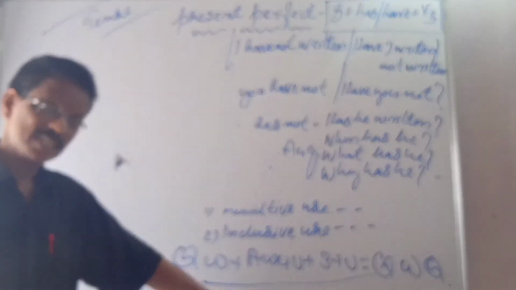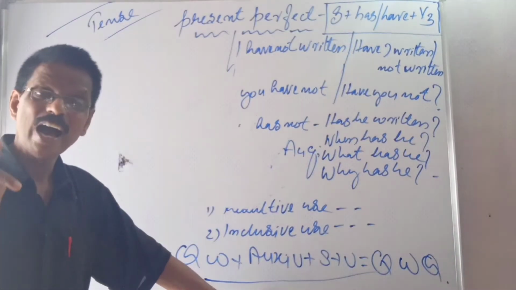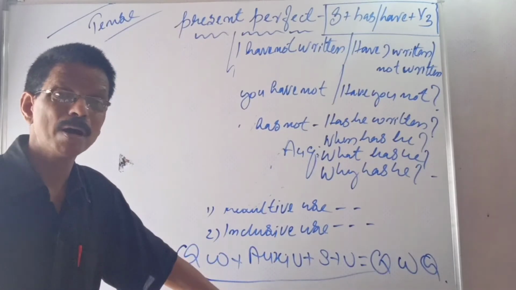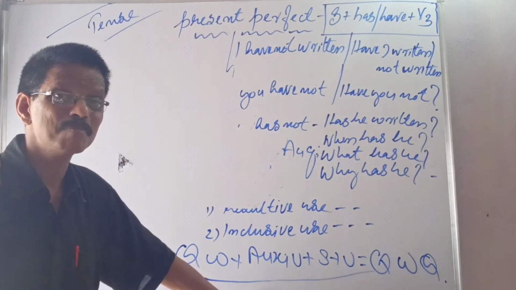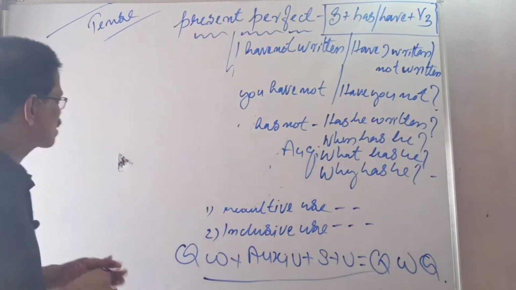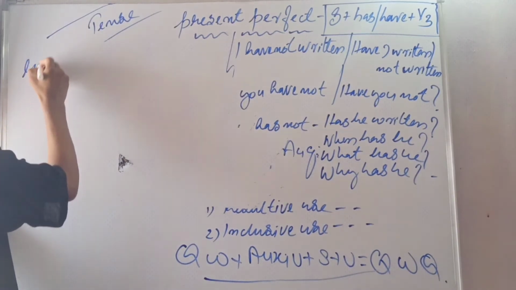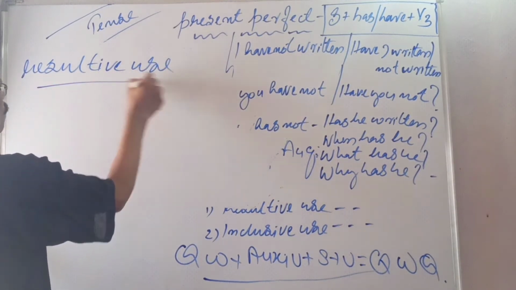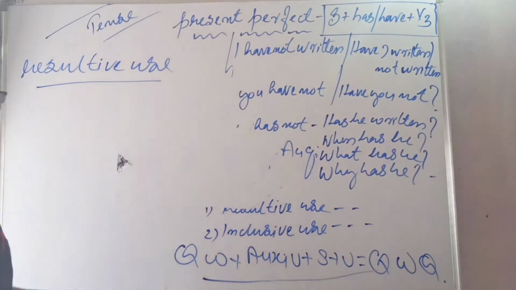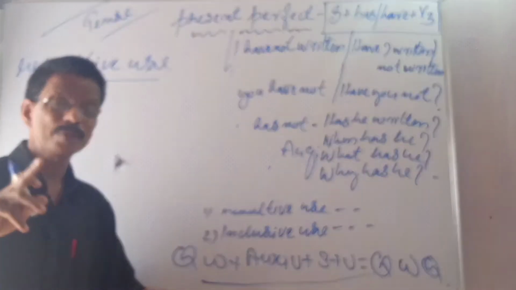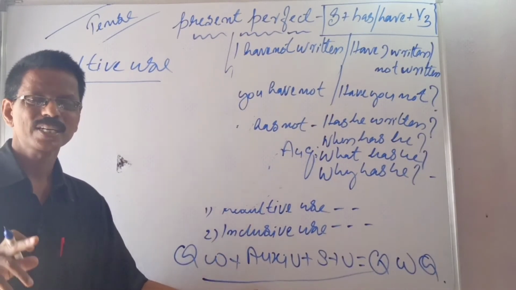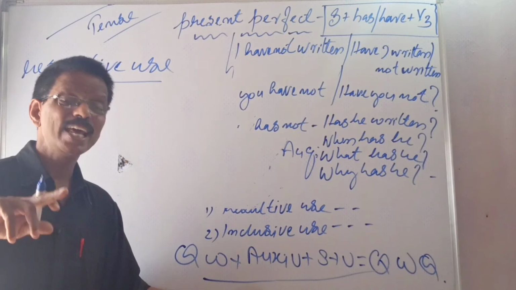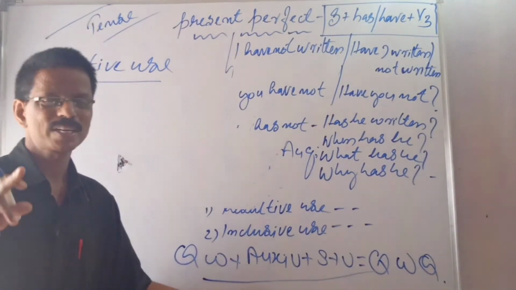Is it clear? It expresses an action that is completed at the moment of speaking. See one or two small examples. Number one, resultive use. What is the use of it? If the result of an action continues in a present period of time, present perfect tense can be used.